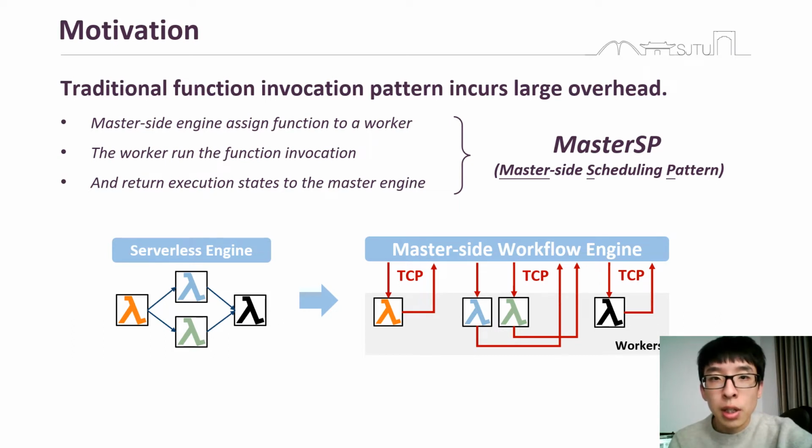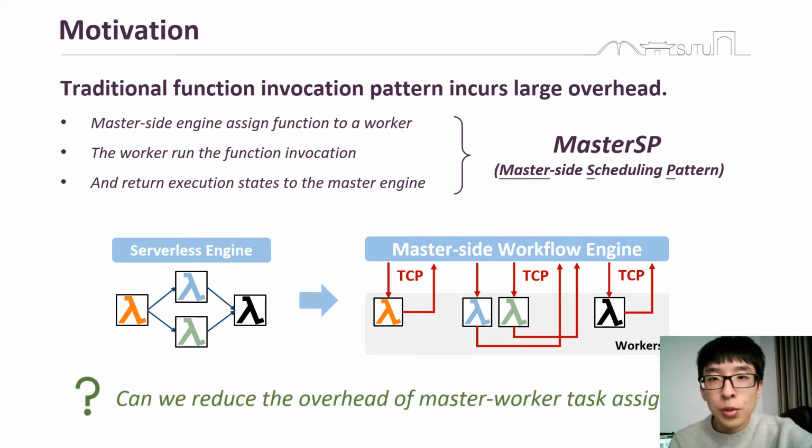Because there is currently no distinction between a single function and a workflow in the serverless engine, each function invocation in the workflow needs to go through all 3 stages. The overhead in this process is large. To this end, the first challenge is whether we can reduce the overhead of master-worker task assignments.